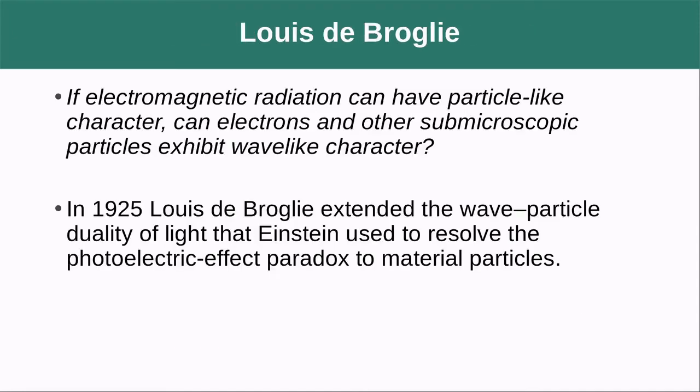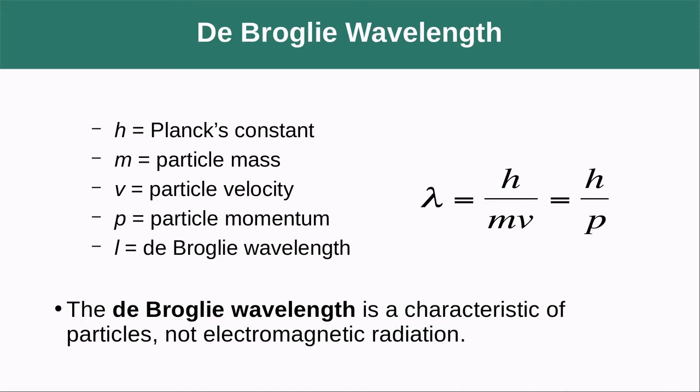Louis de Broglie asked: if electromagnetic radiation can have particle-like character, can electrons and other submicroscopic particles exhibit wave-like behavior? In 1925, Louis de Broglie extended the wave-particle duality of light that Einstein used to solve the photoelectric effect paradox to material particles. And he did that by defining something called the de Broglie wavelength.